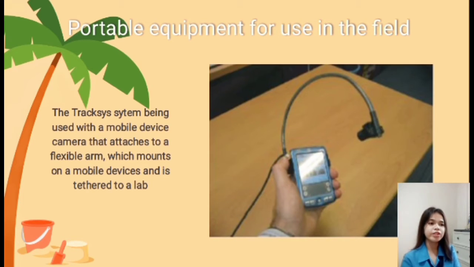Portable equipment for use in the field. The tracking system is used with a mobile device camera attached to a flexible arm, which is mounted on the mobile device and is tethered to a lamp.